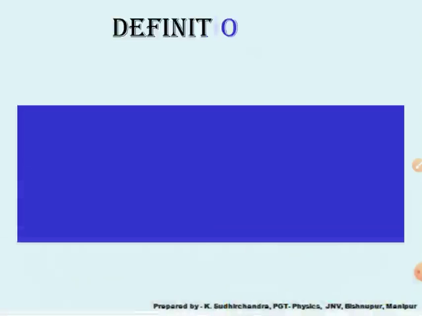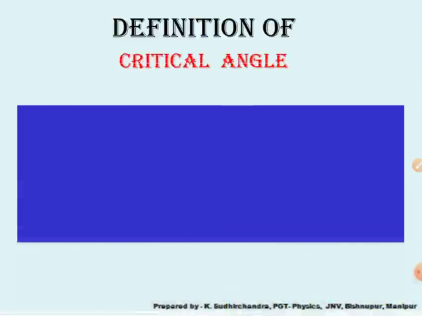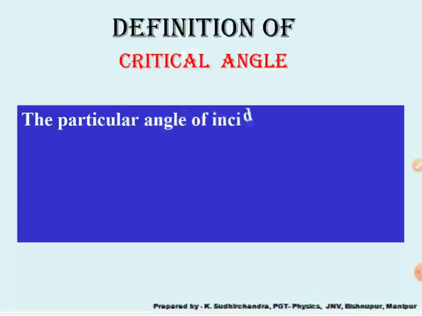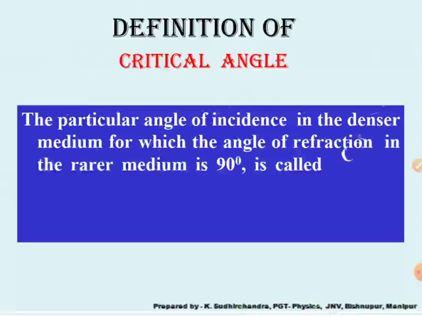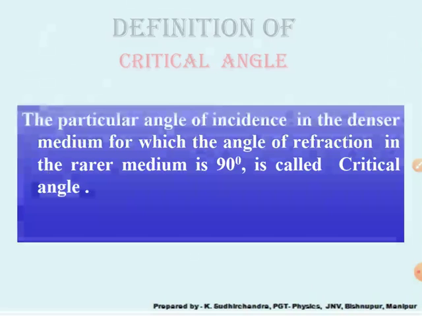Yes, let's see again the definition of the critical angle. If you want to note it down, you can note it down by pausing the video. Otherwise, whatever I have told you is more than enough. The particular angle of incidence in the denser medium for which the angle of refraction in the rarer medium is 90 degrees is called the critical angle.